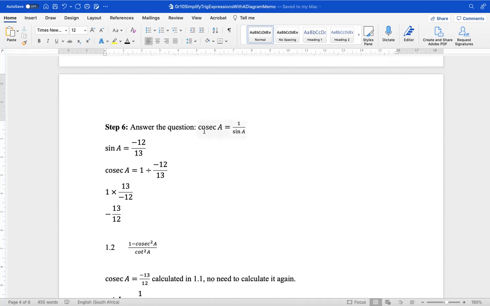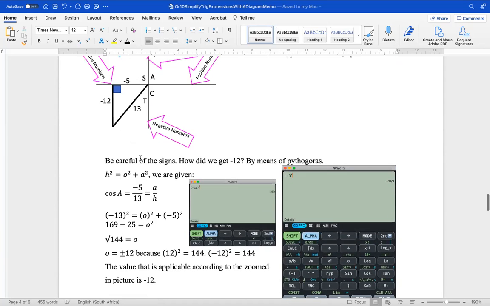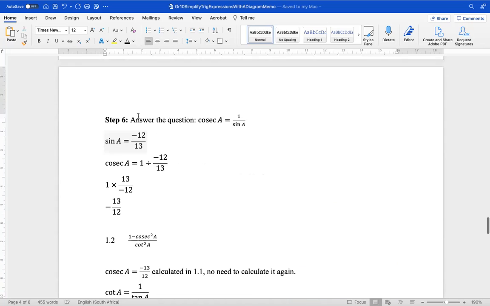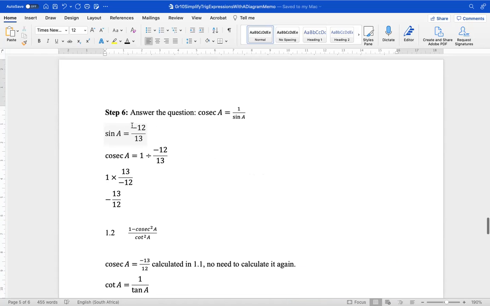Okay, cosec is the reciprocal of sine. In other words, cosec is the same as 1 over sine. Cosec A is the same as 1 over sine A. Work out what sine A is. So it's SOHCAHTOA, O over H. Our O is negative 12. Our H is always positive. Okay? It's negative 12 over 13.